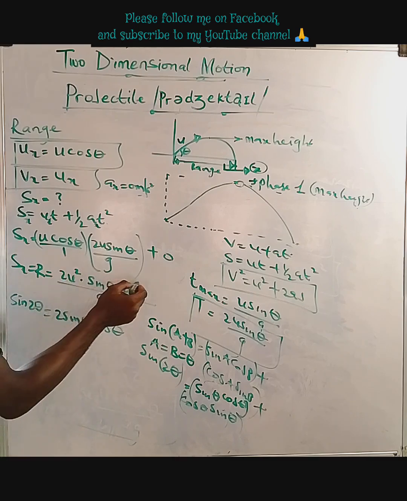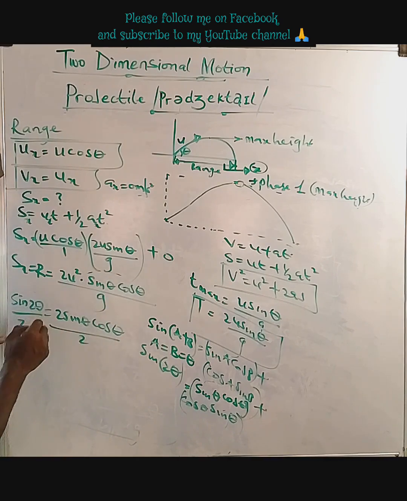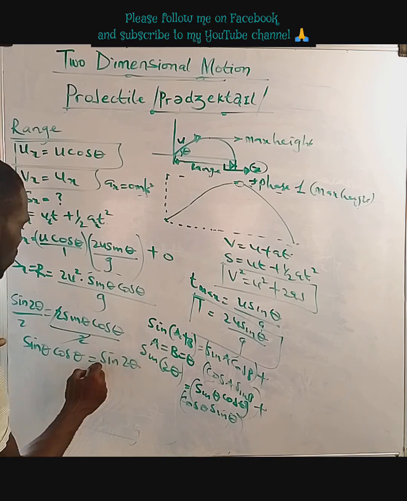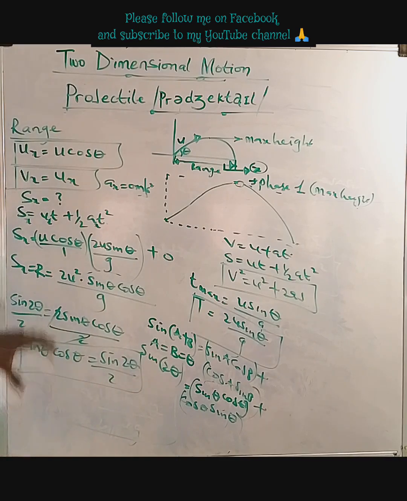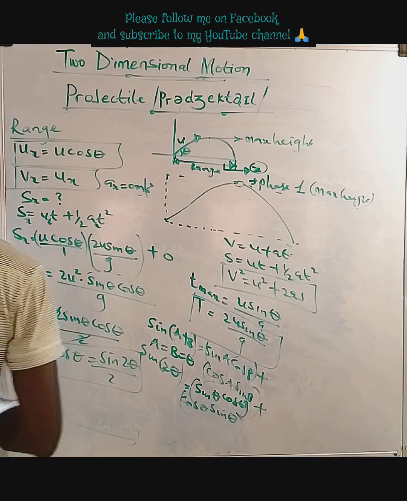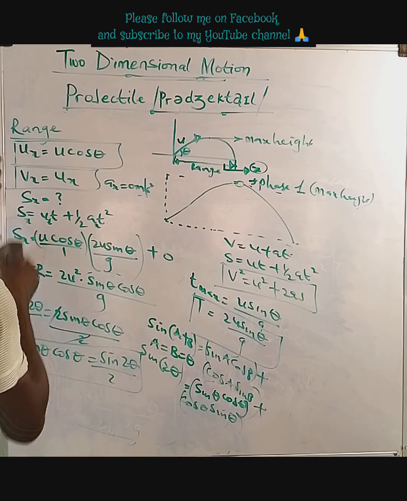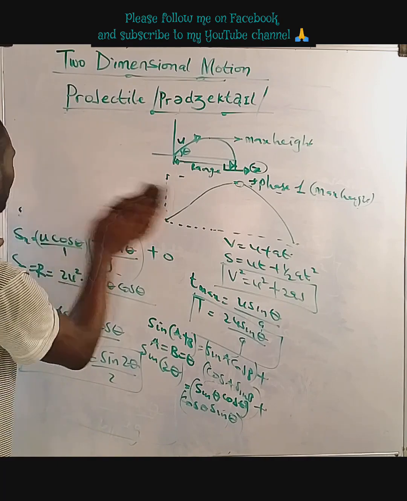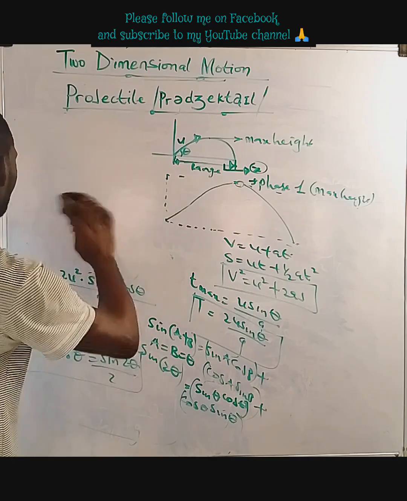And what we are looking for is sine theta cos theta. So what do we do from there? We divide both sides by 2. So it means sine theta cos theta is equal to sine 2 theta over 2. That's what it is. So now we're going to take this and put it into this place. We're almost there. We take this and put it here. So what do we have? The next thing we have is this. Don't forget we are still working on range. We've almost gotten the formula for range.